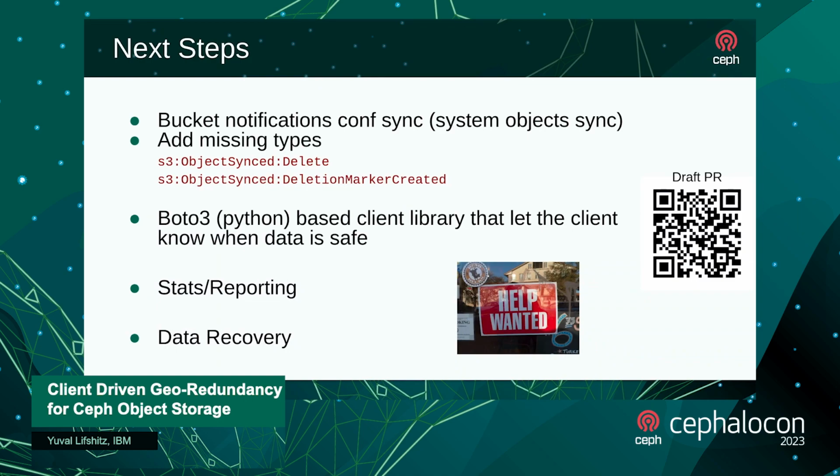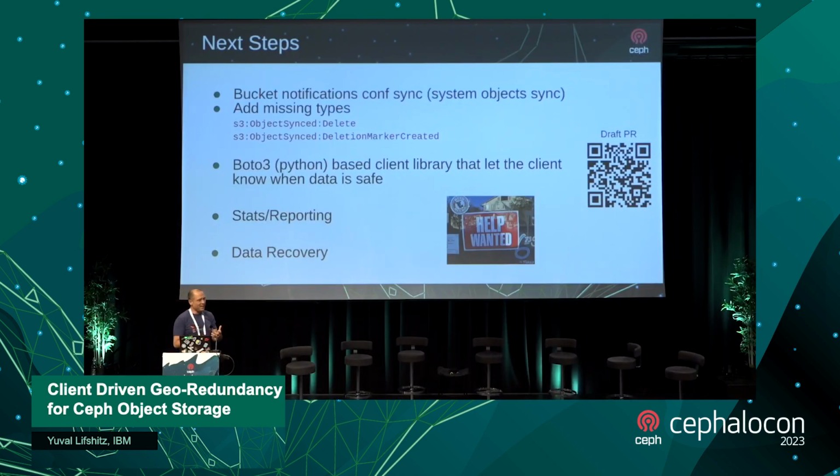Okay, what are the next steps that we have here? So, as I mentioned, you have to define the topics and notifications on the zone that you want to get the notifications from, zone B in our case. Now, if you have an active system, or you have more than two zones, that's going to be a bit cumbersome and inconvenient. So what we need to add is information syncing between the two zones. The same way that metadata is synced, those system objects that we're using to store the information about topics and notifications need to be synced as well. So this is something that we should add for the usability of the whole thing to be better.